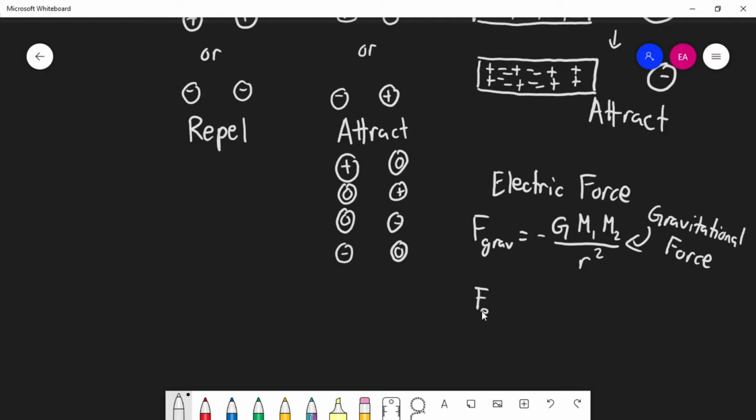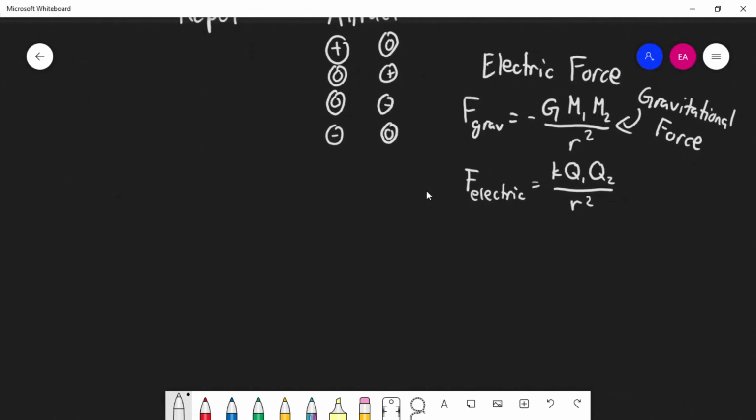Now, the electric force between two objects can be written as k Q1 Q2 over r squared. Now k is a constant which is equal to 8.988 times 10 raised to 9 newton meter squared per coulomb squared. r is the distance between the two charges, and Q1 and Q2 are the values of the charges themselves.